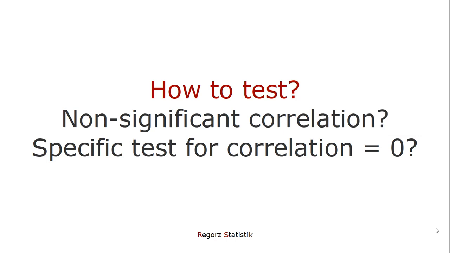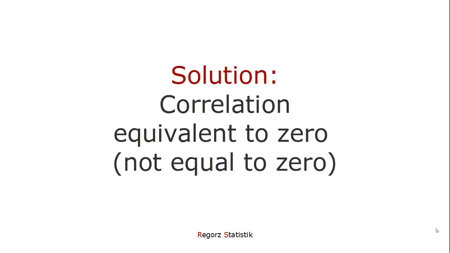So the next question is, maybe there's a specific test to prove that the correlation between two variables is zero. Unfortunately, that's not possible for theoretical reasons. You can't prove that a correlation is equal to zero. But there is a partial solution. You don't test whether a correlation is equal to zero, but whether it is equivalent to zero.